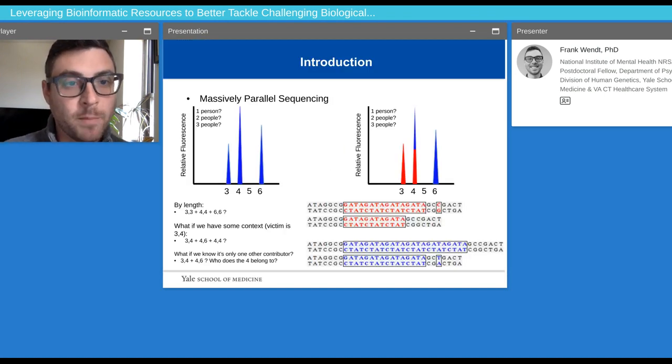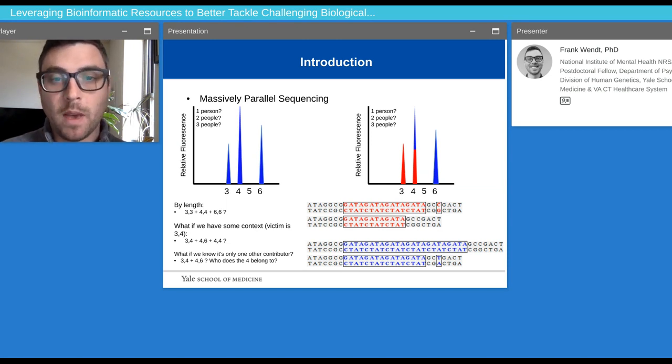So I'm not going to touch on the chemistry of massively parallel sequencing, but I do want to introduce the power that this has, especially in terms of mixture deconvolution. On the left side of the screen, we see the same scenario I've been showing on the last couple of slides. We have a couple of alleles at a locus. By length, we may make some assumptions about whether or not this is a 2-person, 3-person, or 1-person mixture.